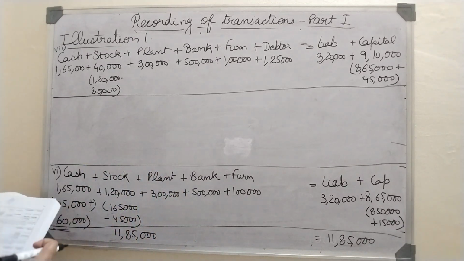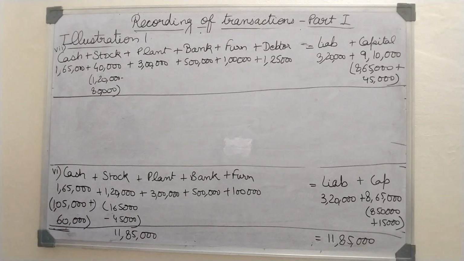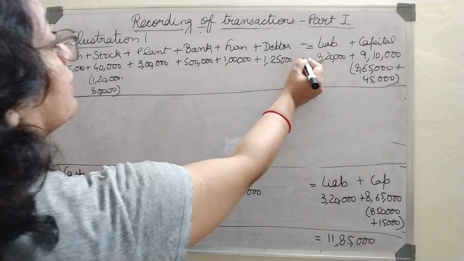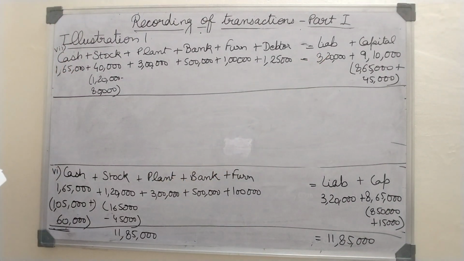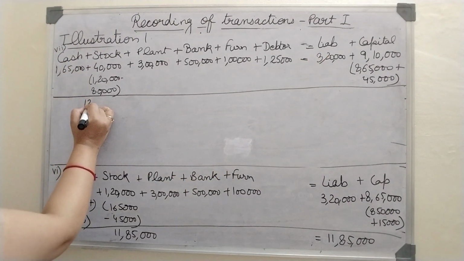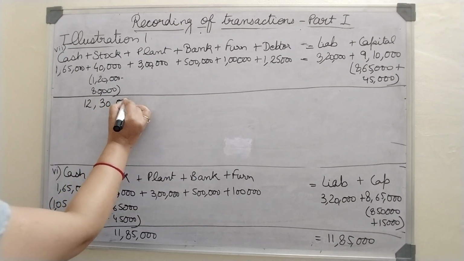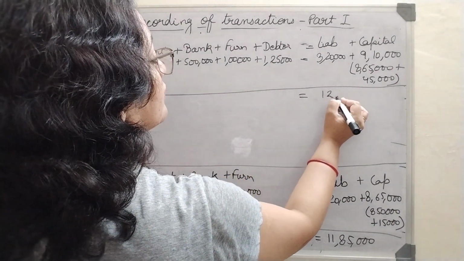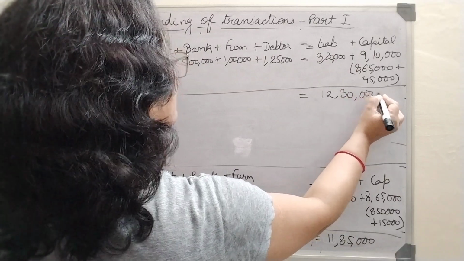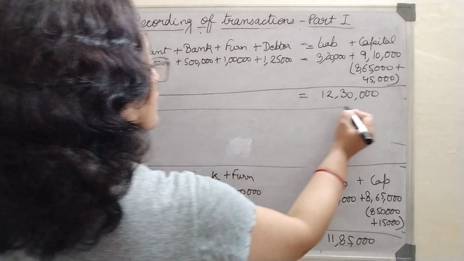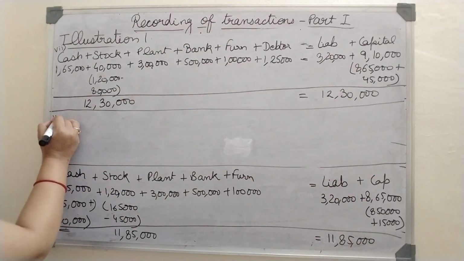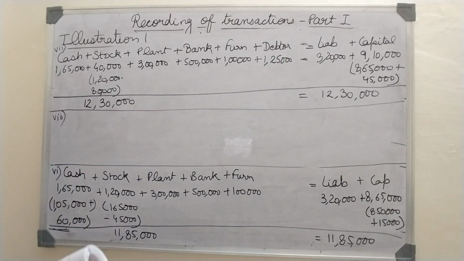Okay, so now let us check our amounts. 1,65,000 plus 40,000 plus 3 lakh plus 5 lakh plus 1 lakh plus 1,25,000 is equal to 3,20,000 plus 9,10,000. So it comes to 12,30,000. So the amount has come. Total is again the same. Let us come to the 8th transaction.